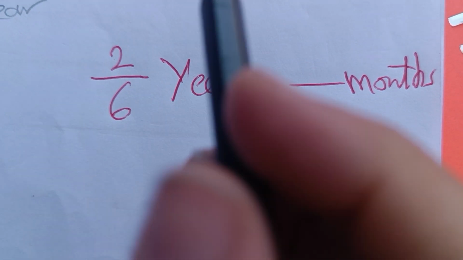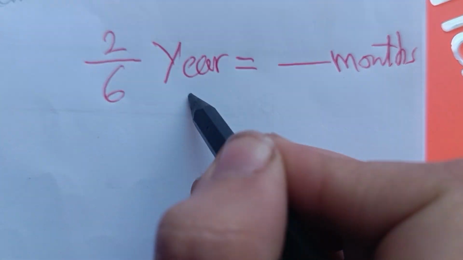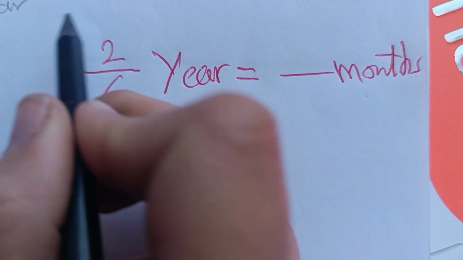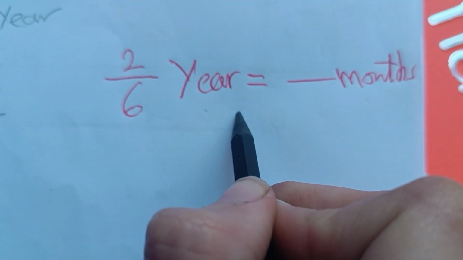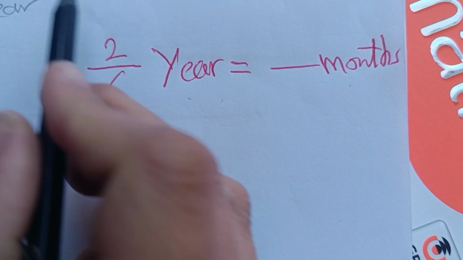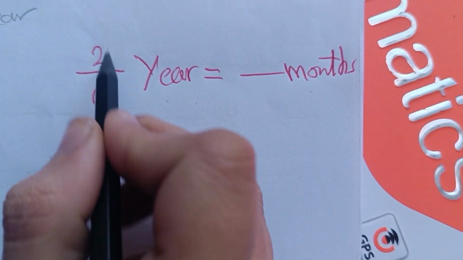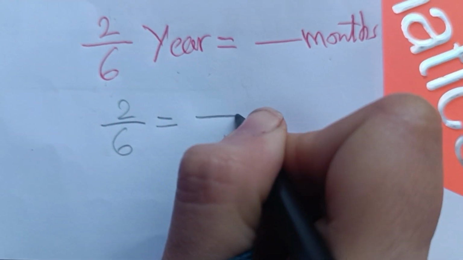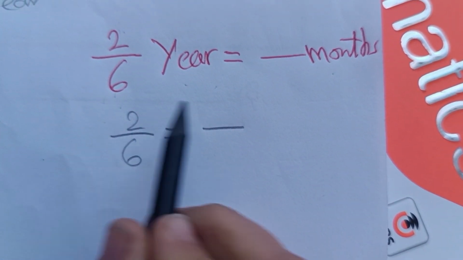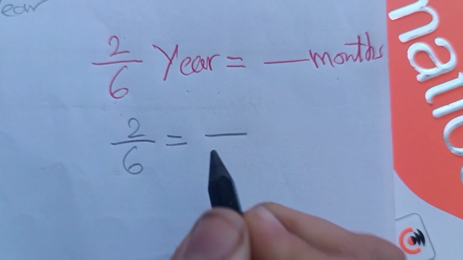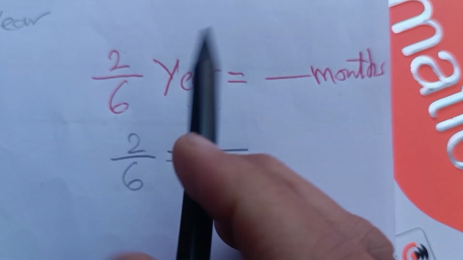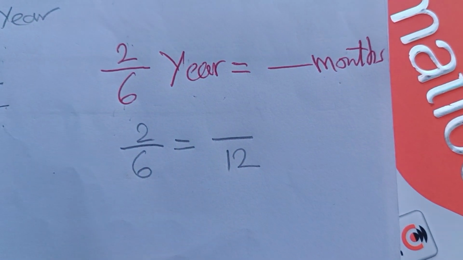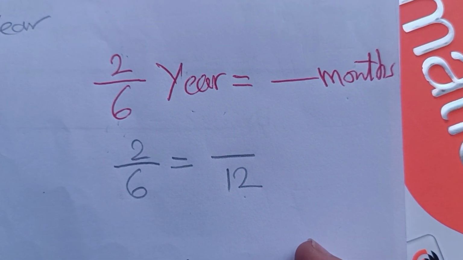So if you want to answer the question 2/6 of a year equals how many months, or how many months are there in a fraction of a year, you will get an equivalent fraction to this fraction. So I will say 2/6. I will put an equivalent fraction to it with a suitable denominator. What is the suitable denominator? You know that each year is divided into 12 months. So my denominator here will be 12.